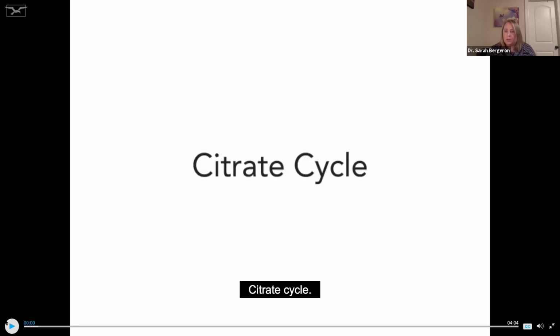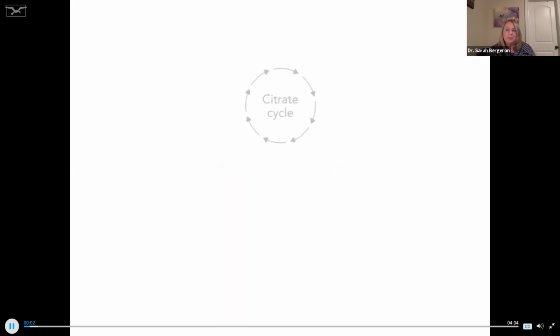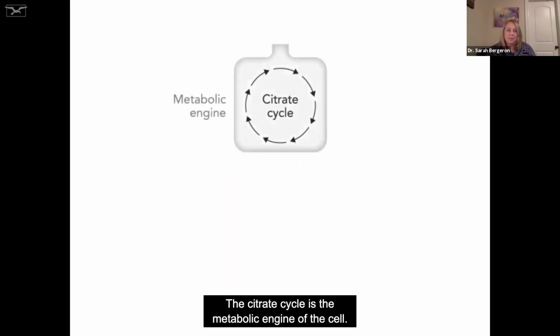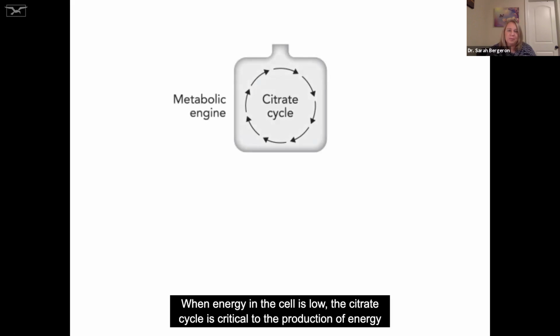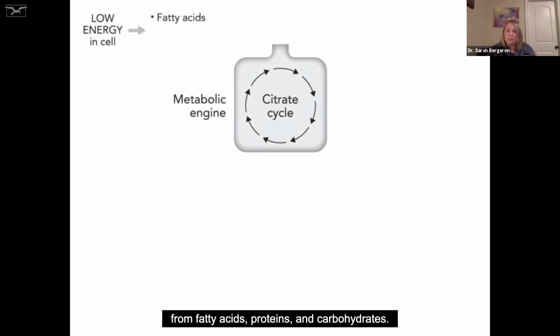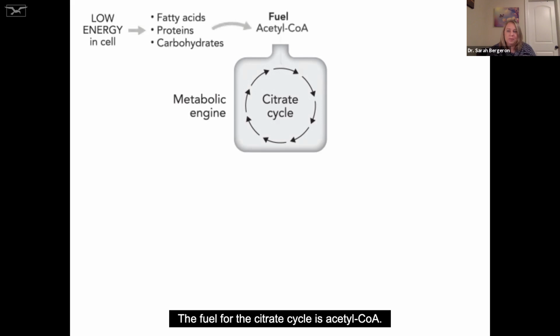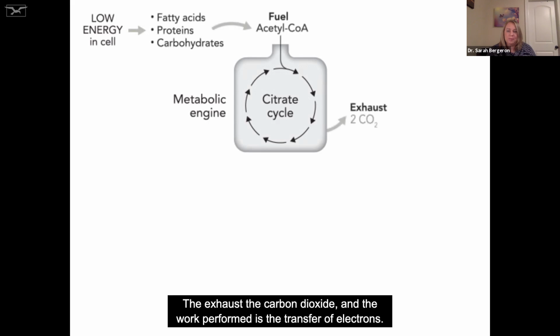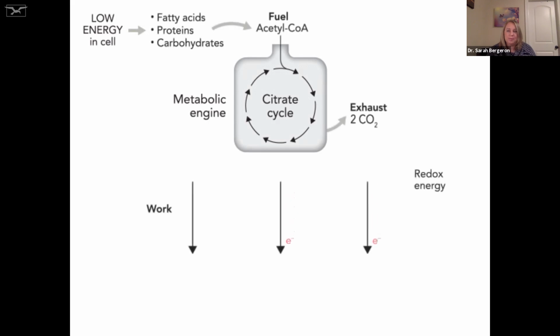All right, so here we go. Citrate cycle. The citrate cycle is the metabolic engine of the cell. When energy in the cell is low, the citrate cycle is critical to the production of energy from fatty acids, proteins, and carbohydrates. The fuel for the citrate cycle is acetyl-CoA. The exhaust is carbon dioxide, and the work performed is the transfer of electrons.